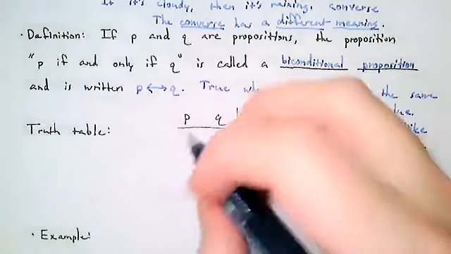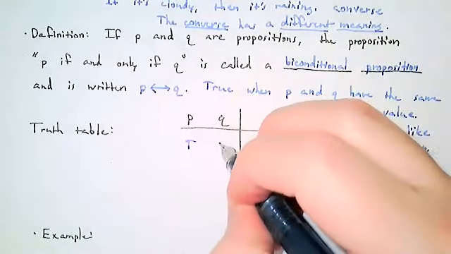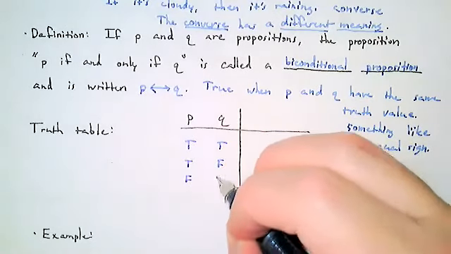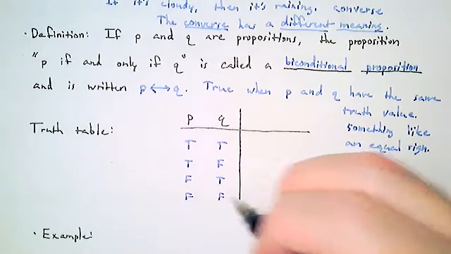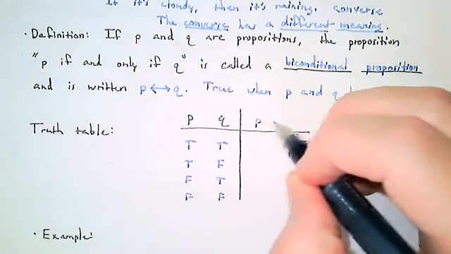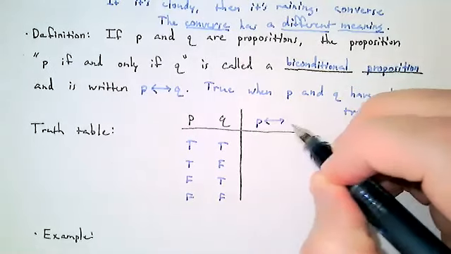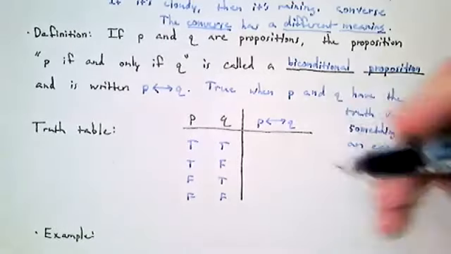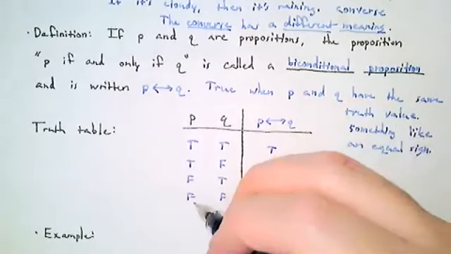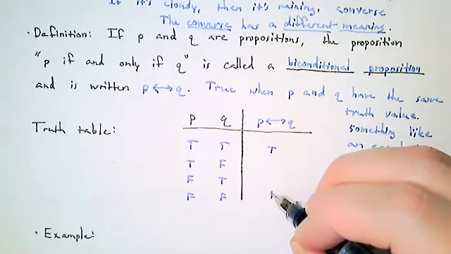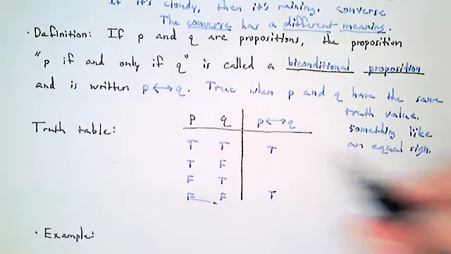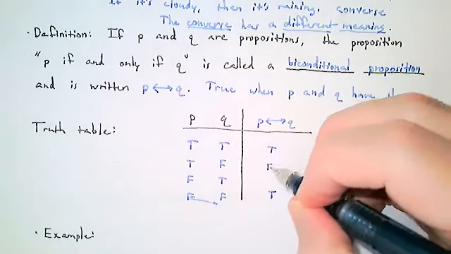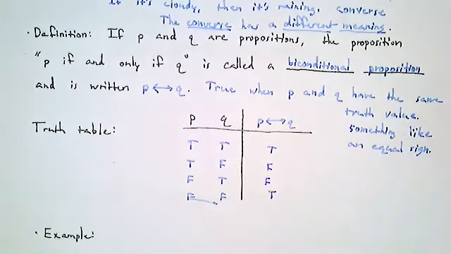And I can just fill in the truth table now. We need our 4 rows. And our biconditional. And we get trues when they're both true or when they're both false, because they have the same truth value. And then when they're different in the middle 2 rows, we'll get a false for the biconditional.